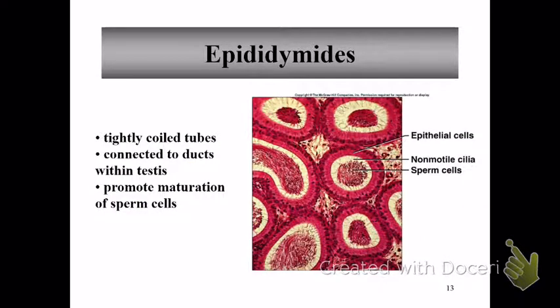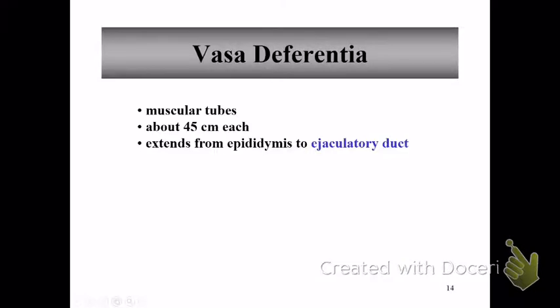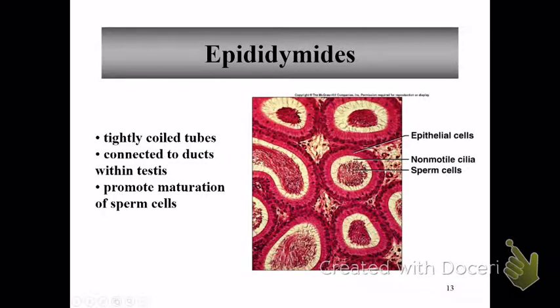Okay, epididymis is first. Tightly coiled tube, that's that thing that was on the top, connected to ducts within testes, that's what you want to highlight, promotes maturation of sperm cells. So basically this connects from the seminiferous tubules in the testes, and it lets the sperm, the mature sperm, go up the vas deferens, so it's going to connect. That's where the sperm mature.